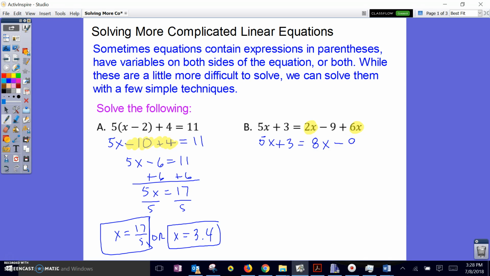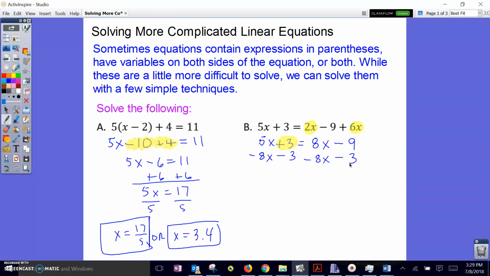That makes 8x. And now at this point, I want to get all my variables on one side, all my numbers on the other side. It doesn't matter which side we move the variables to, which side we move the numbers to. We just have to pick. I'm going to move my variables over to the left, so that means I want to get rid of the 8x that's on the right-hand side. And I'm going to take 8x away from the left-hand side as well. And I want to move all my numbers over to the right-hand side, so that means I want to get rid of my numbers that are on the left. So I want to get rid of a plus 3, so I'm going to subtract 3 from both sides.